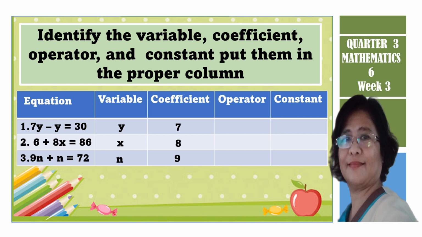Now let's go to the operator. What are the operators of the following numbers? Number 1, we have subtraction. Number 2, addition. And number 3, addition also. And what are the constant numbers in the equation? We have number 1, 30, number 2, 6, and 86. And the last number is 72.